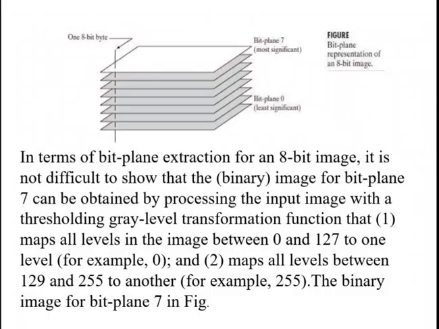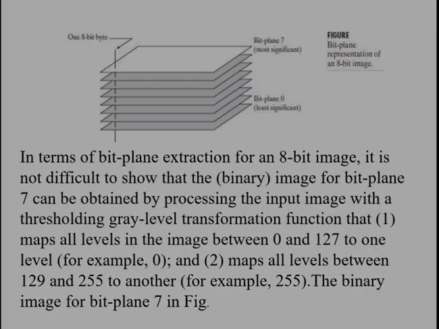As shown in the figure, an 8-bit image may be considered as being composed of 8 one-bit planes, with plane 1 containing the lowest order bit of all the pixels in the image, and plane 8 the highest order bits. This is all about the bit plane representation of an 8-bit image. This is all we discussed about intensity transformation functions. Thank you guys.